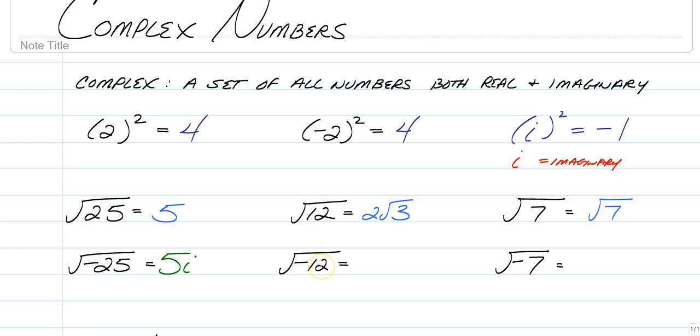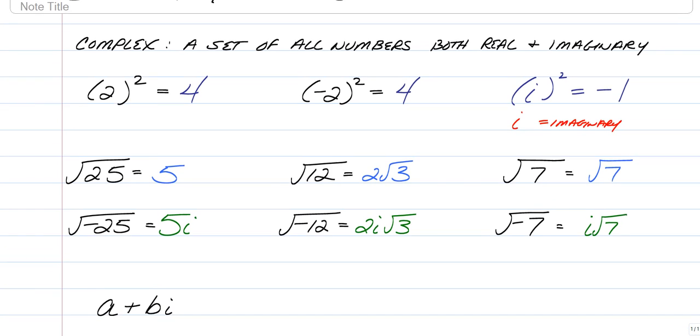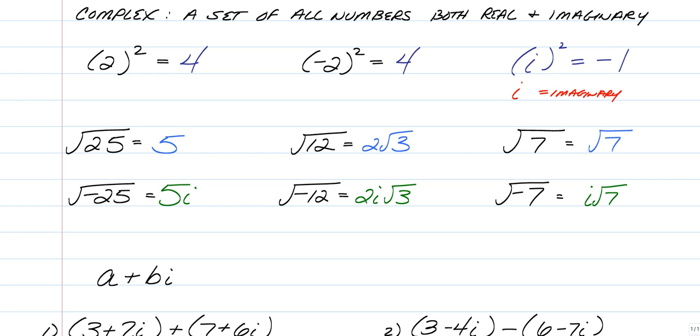So to simplify the square root of a negative 12, we would still simplify it just like we would. We would get 2 root 3, but we would get 2i root 3. So whenever you have an imaginary number when you're simplifying a radical, it goes in front. So this would just be i root 7. So the negative comes out as an i, and then you would just simplify the number just like you have in any other topic.